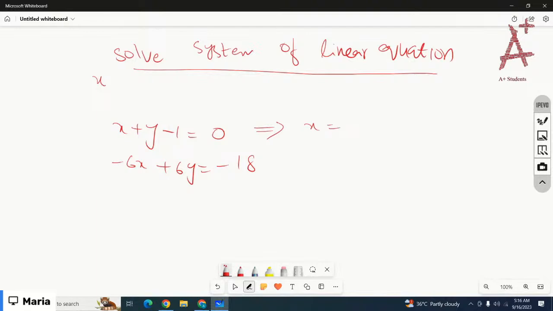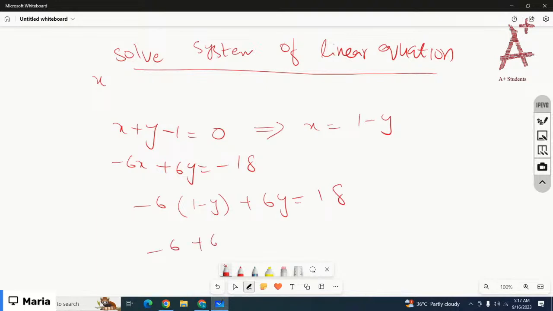So let's just calculate the value of x from this equation. It would be x equals 1 minus y, right? Now I'm going to substitute this value of x in the other equation. I'm going to use the substitution method, right? It's up to you which method you're going to use. Negative 6 times 1 minus y plus 6y equals 18, right?